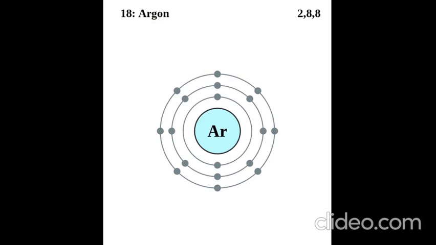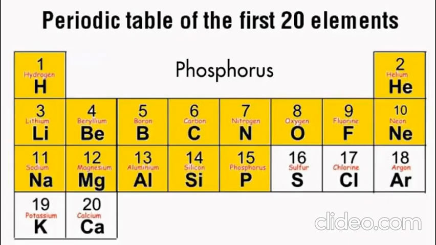The noble gases. The atoms of the group 8 elements, the noble gases, all have a full outer shell of electrons. Therefore, all of the noble gases are unreactive as they have full outer shells and are thus very stable.